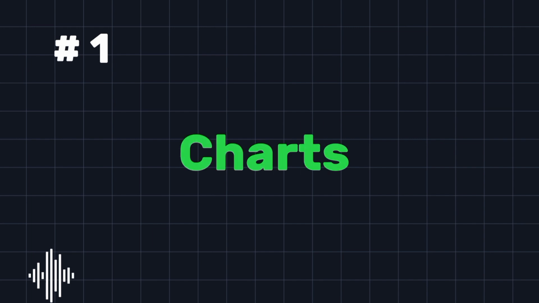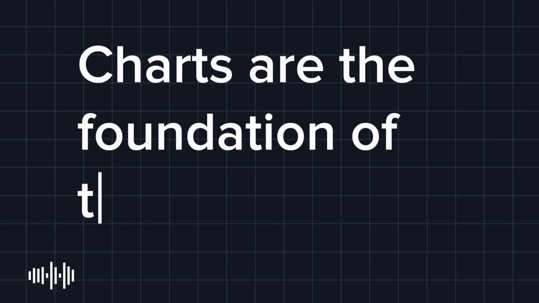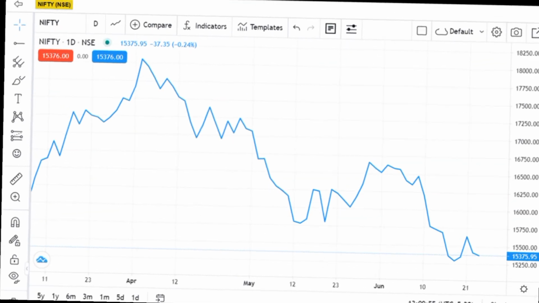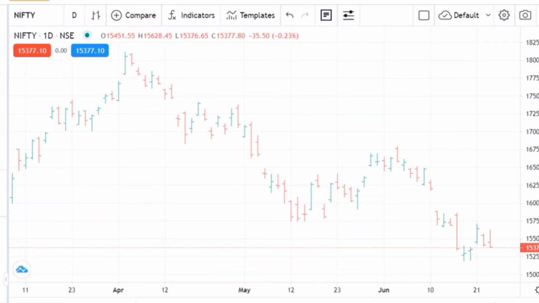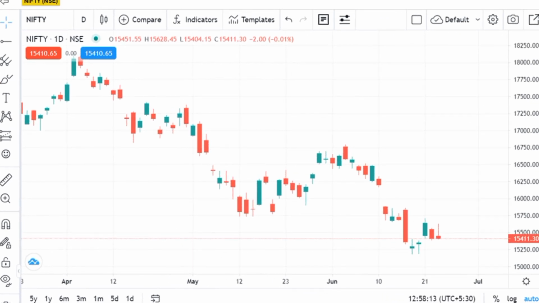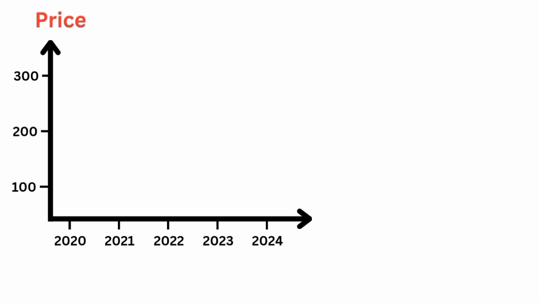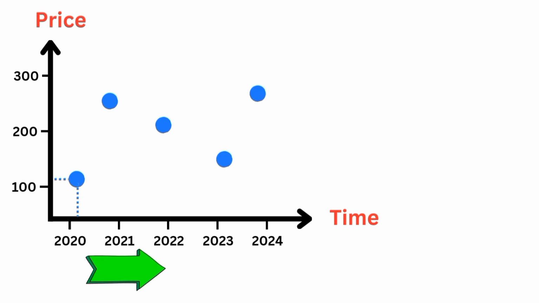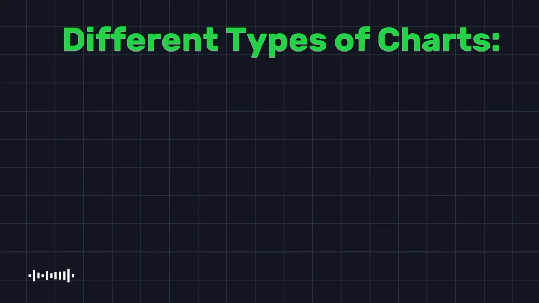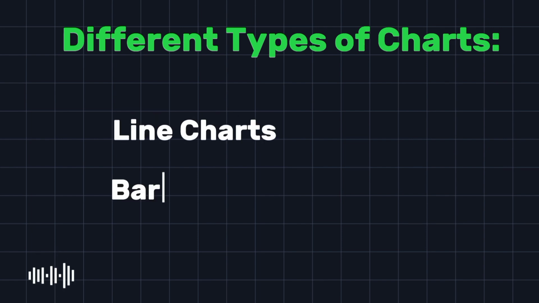1. Charts. Charts are the foundation of technical analysis. A chart visually represents the price movements of a financial asset over time. The y-axis indicates the stock price, while the x-axis represents the timescale. A charting tool maps the stock's prices from left to right along the x-axis, with the latest price appearing on the far right side. There are different types of charts, but the most common are line charts, bar charts, and candlestick charts.